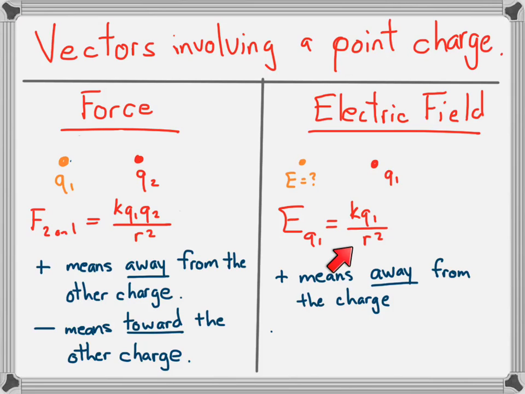If I get a positive number when I use this formula for the electric field, that means that the electric field vector is pointing away from the charge. So in this case, the electric field vector would be pointing toward the left. If I were interested in the electric field at this point, again, it's pointing away from the charge, so in this case, the electric field is pointing toward the right.